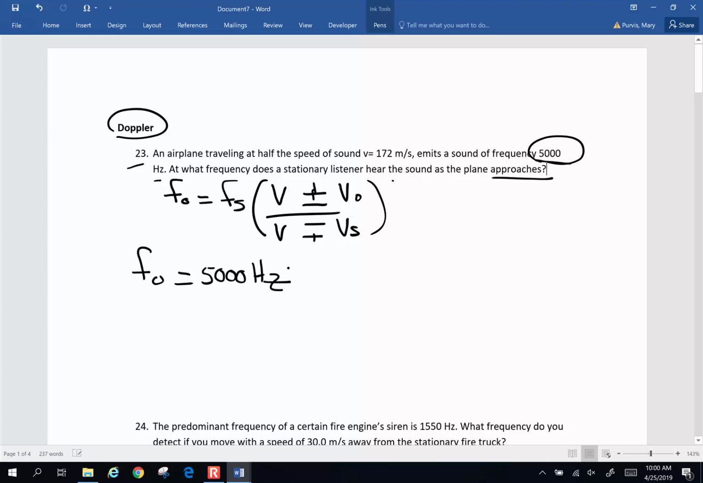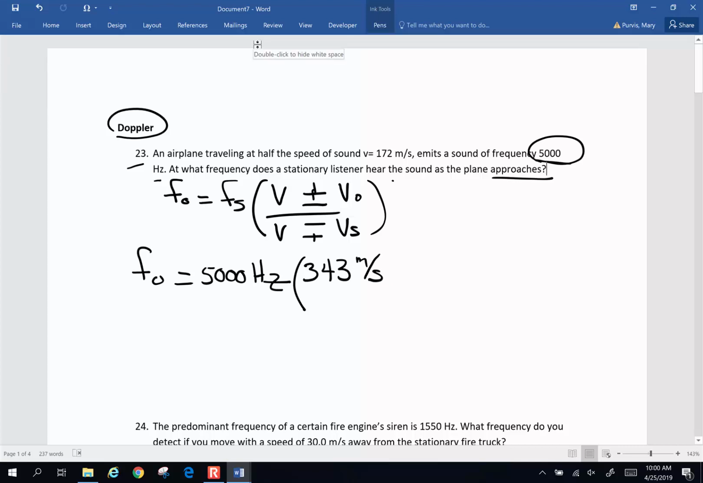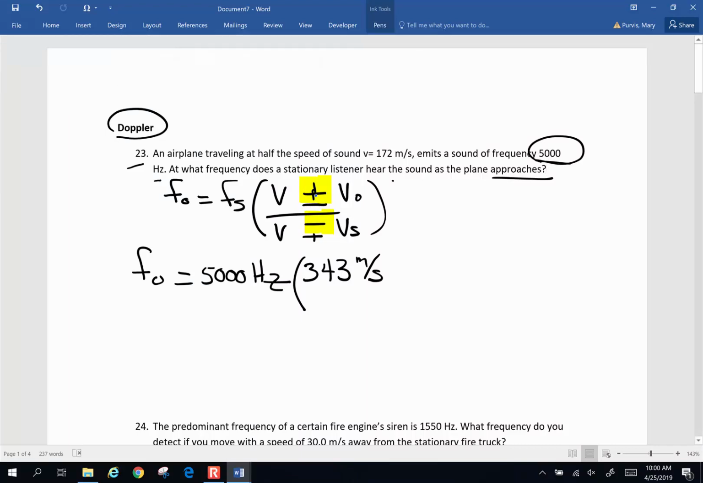When in doubt, we're told in our problems for the velocity of sound in air, use 343 meters per second at 20 degrees Celsius. And this is an approach. So when the observer and the sound source are going towards each other, you use the top set of marks in this equation, the plus on the top and the minus down below.